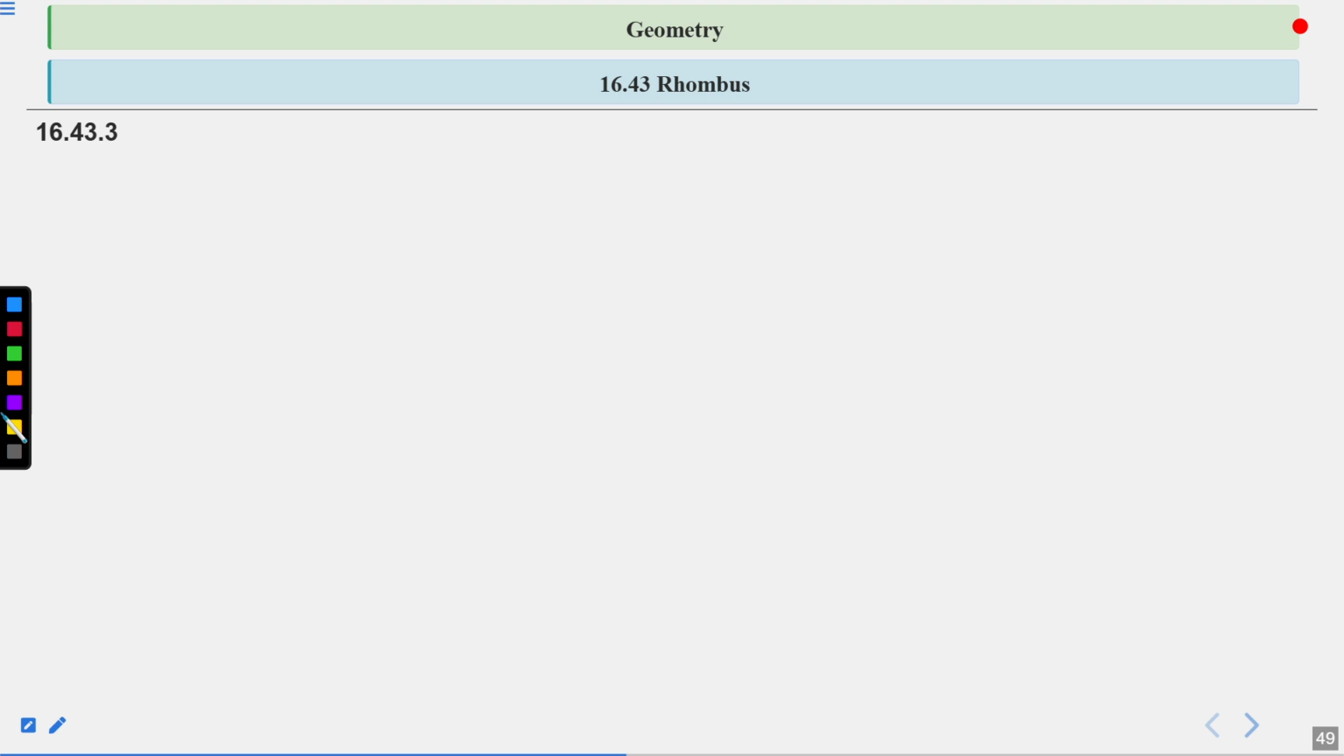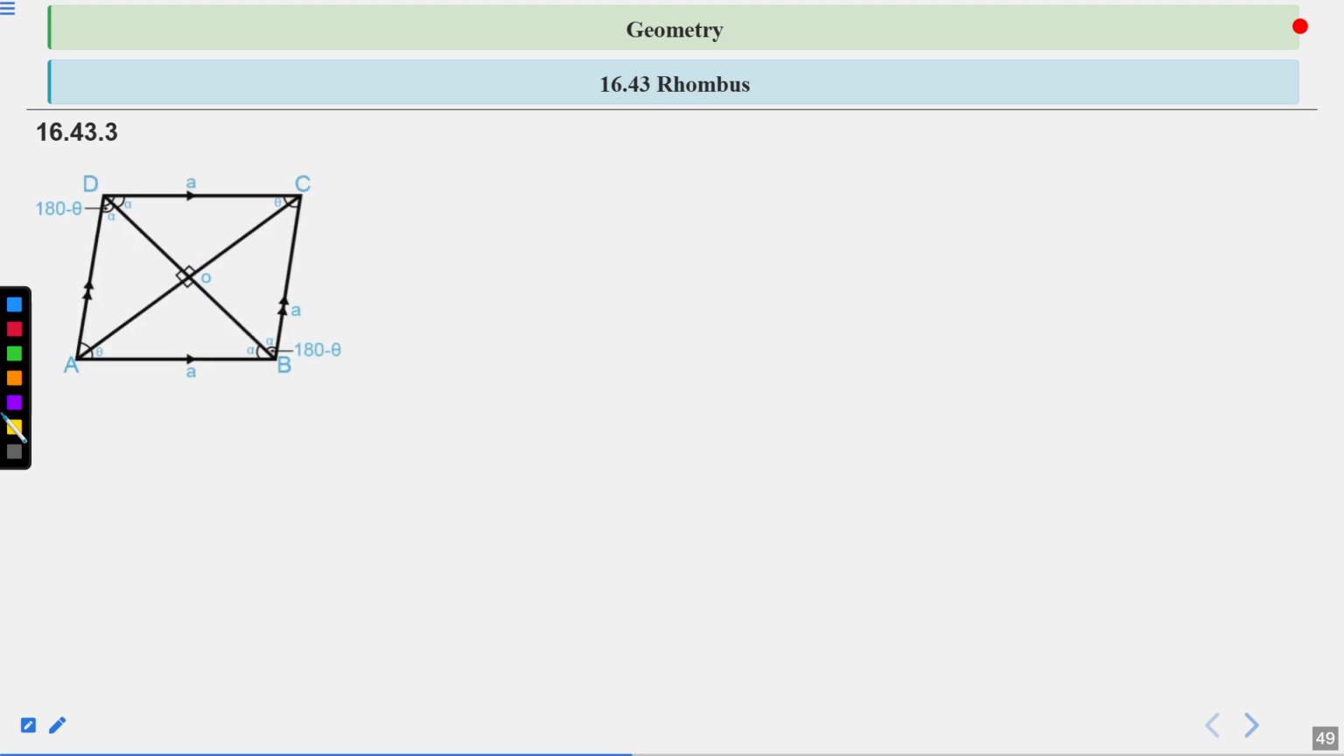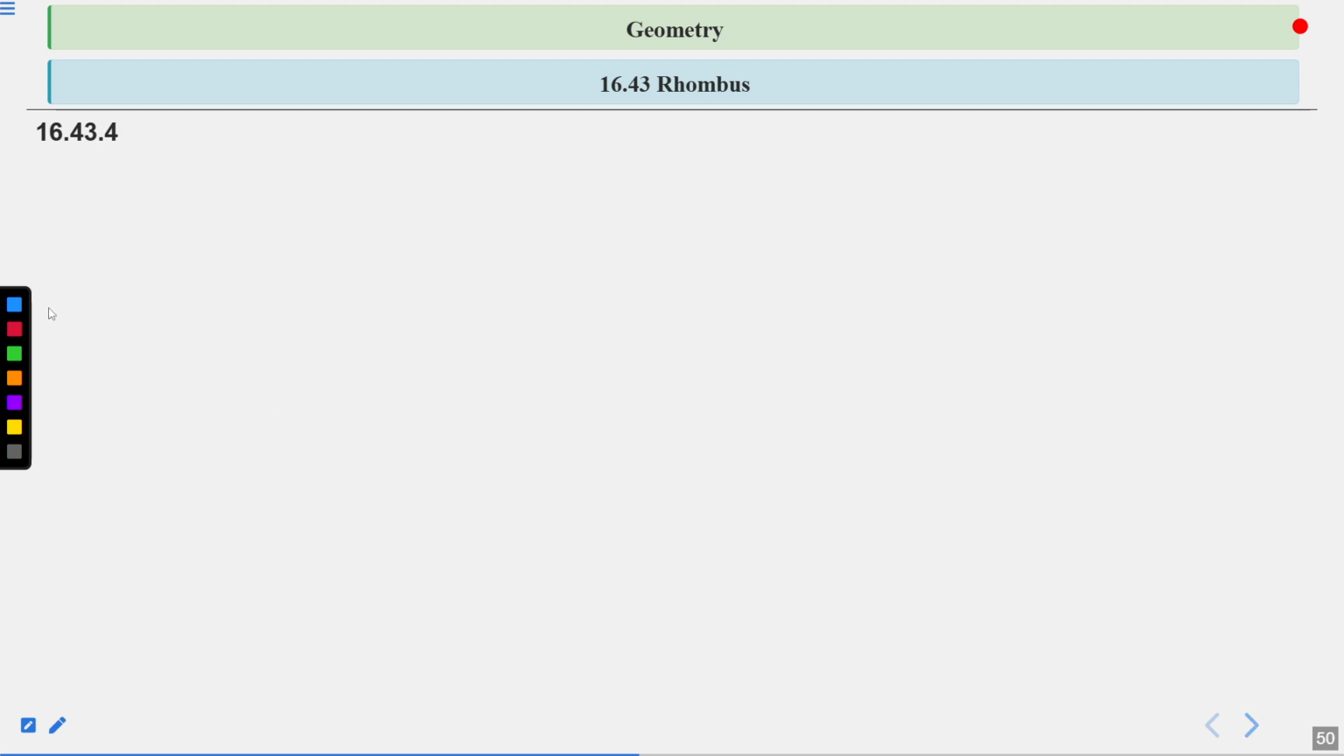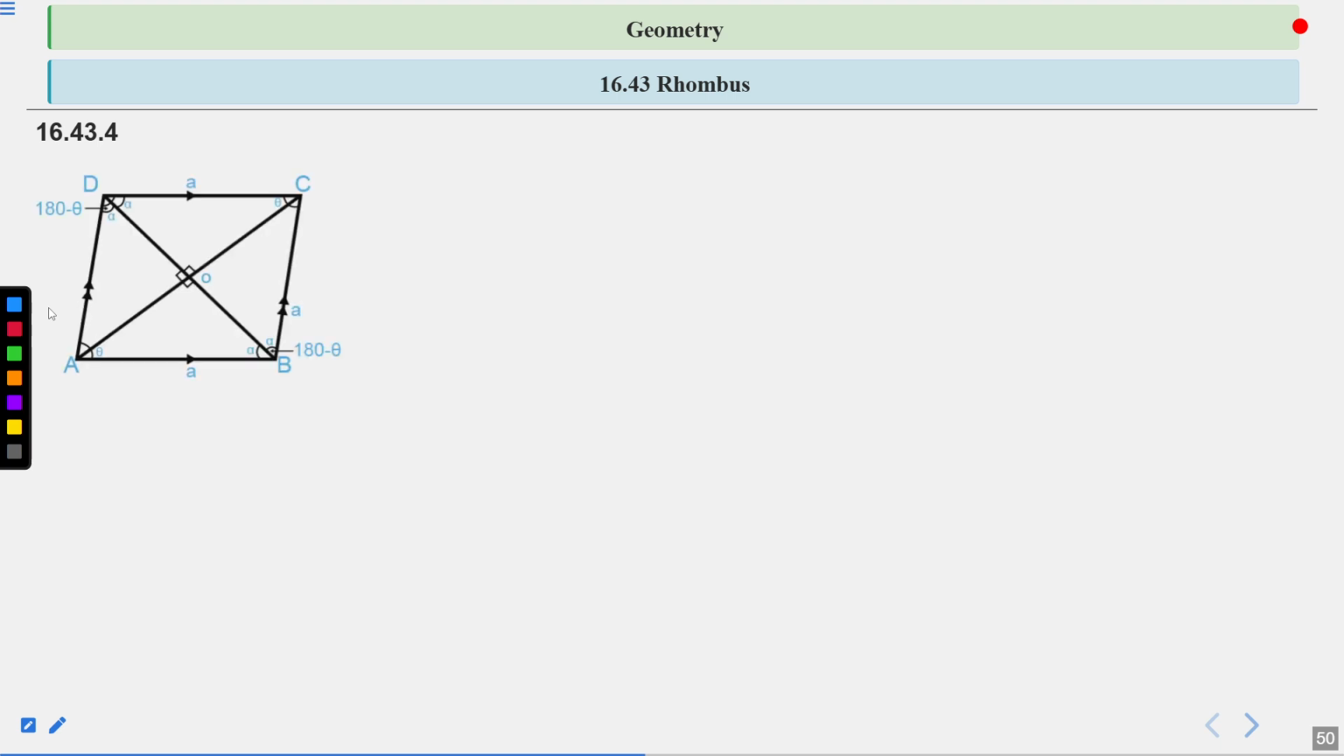Next, property 16.43.3 of the rhombus. This is the diagram of the rhombus. The diagonals bisect the vertex angles. It means if this angle is alpha, then this is also alpha. If this angle is theta, then this is also theta. Next, property 16.43.4 of the rhombus. This is the diagram of the rhombus. The diagonal bisects the rhombus into two equal areas.